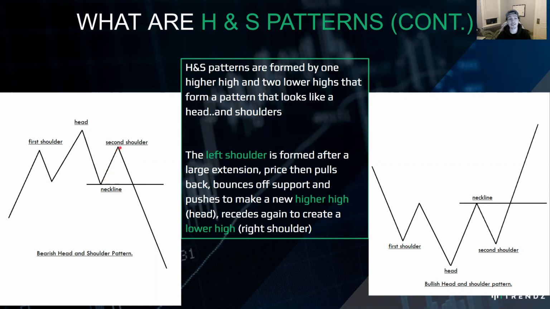Price pushes off of that neckline and creates the right shoulder, or the second shoulder, if you'd like to call it that. And then price eventually comes back down to the neckline and breaks down. And that's when you take the trade. And that is a bearish head and shoulders. And then you have your bullish inverse head and shoulders, which is just the inverse of that.